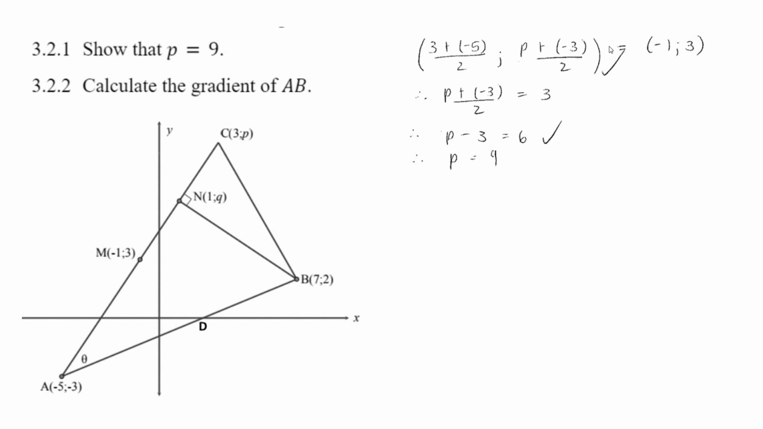3 plus -5 over 2 gives us the -1. P plus -3 over 2. Well, you multiply both sides by 2, you get 6. You bring the 3 over, and P is 9.